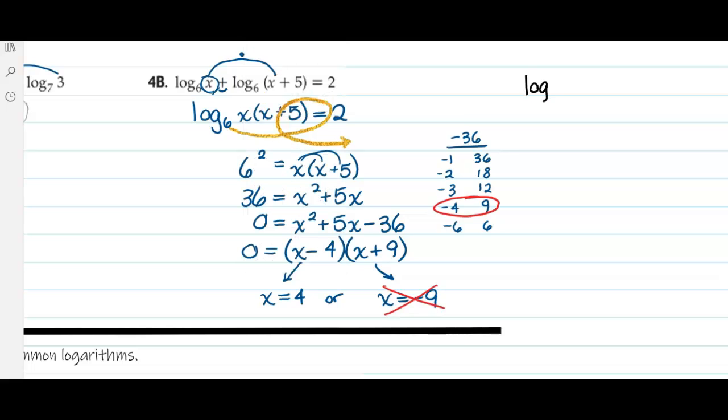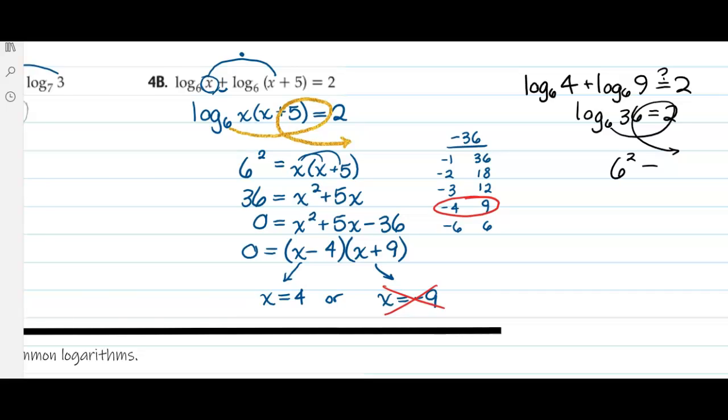Log base 6 of 4 plus the log base 6 of 9, does that equal 2? Expressing it as one logarithm and changing to exponential form, 6 squared does equal 36. So this answer choice is valid.